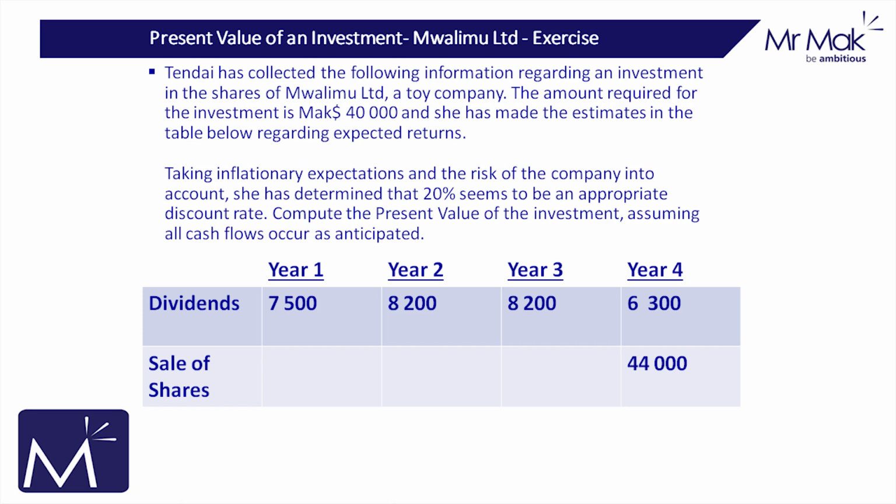All cash flows occur as anticipated. Let me give you a hint. You have to work out the present value of the cash flows for each year and determine how much the cash flows come to in aggregate or in total. Pause and take a few minutes to do this exercise before we carry on. You have to work out the cash flows for each and every single year of this particular project.